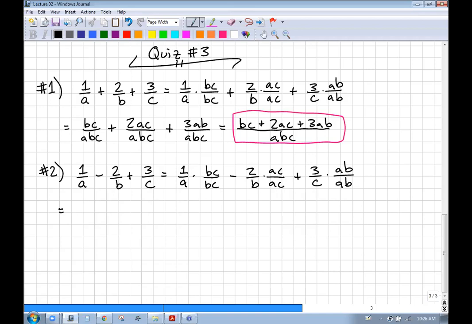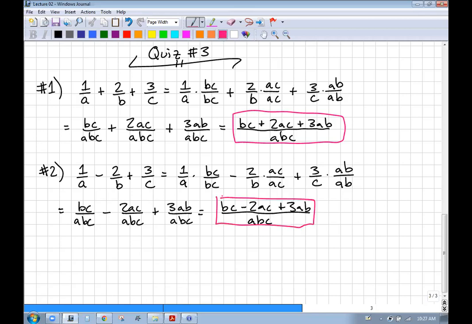So 1 times BC over ABC minus 2AC over ABC plus 3AB over ABC. So we got our common denominator. We could just add the top across. And boom, we could do our touchdown dance. Problem solved. Any questions?